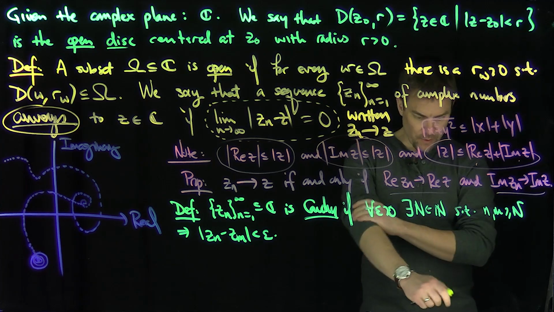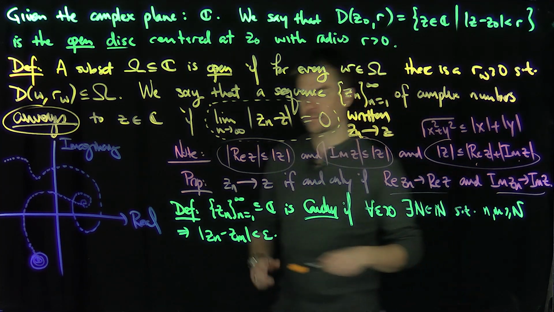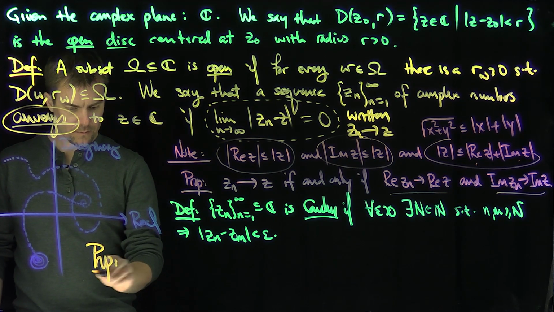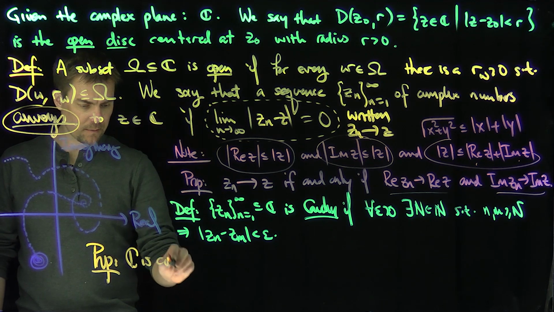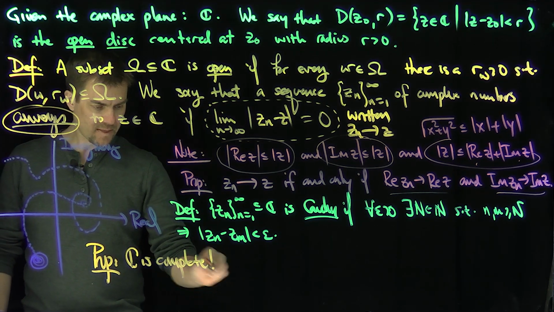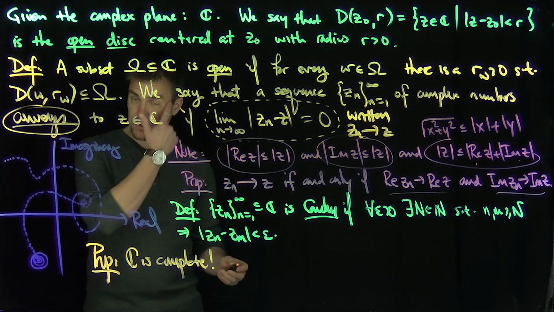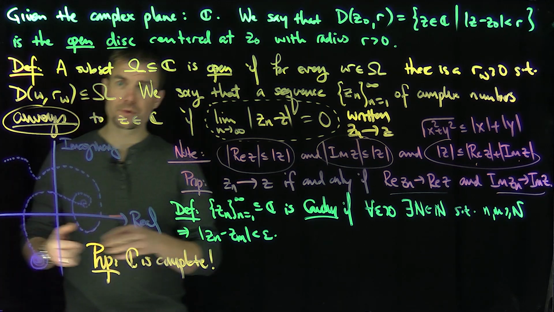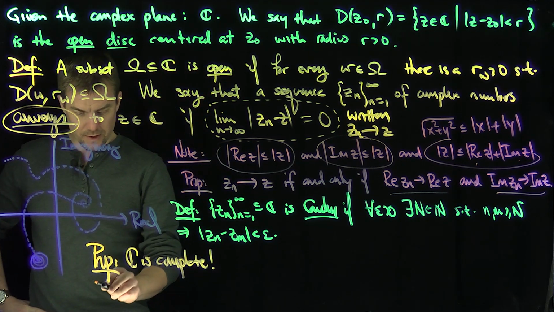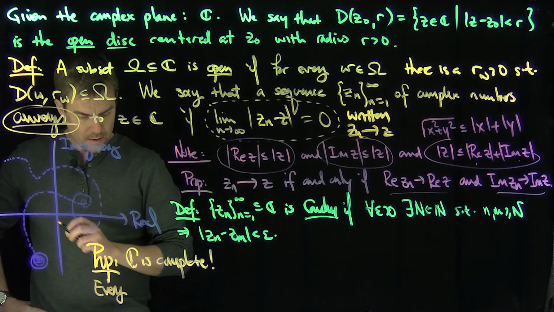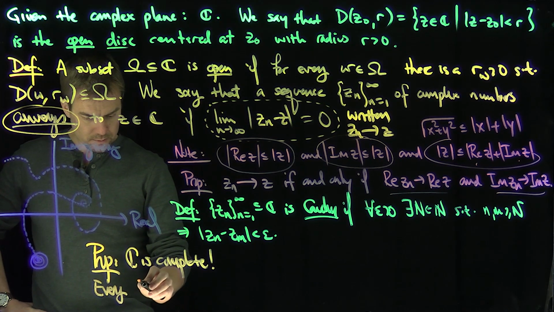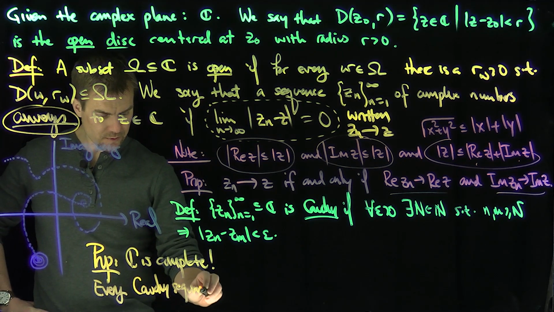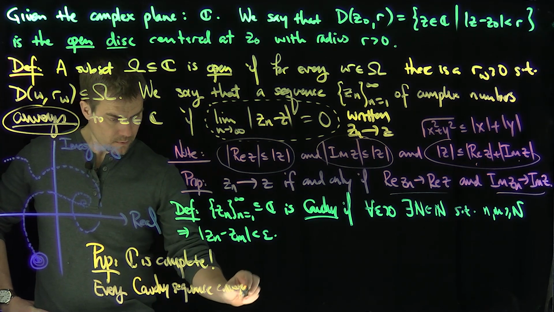The conclusion, therefore, is that we have this important proposition, the completeness of C. Proposition: C is complete. Okay? I.e. every Cauchy sequence is a convergent sequence. Because if you converge, then you're automatically Cauchy, but then that is true. So every Cauchy sequence converges. Okay.